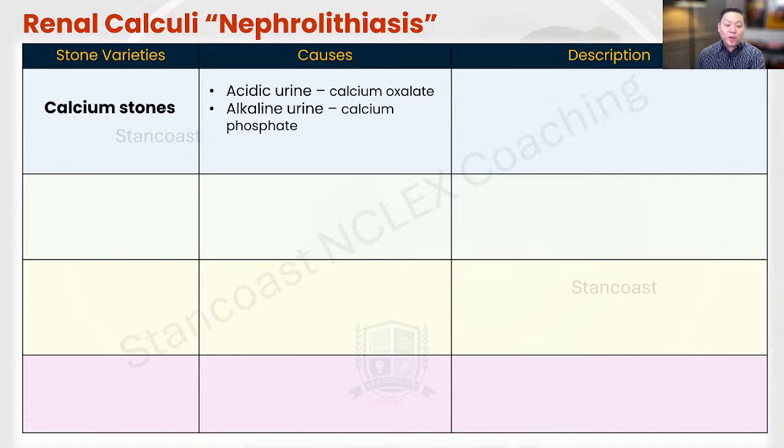Now, we are going to describe what these calcium stones are. And of course, they are the most common type of stones. They comprise about 80 to 85% of kidney stones. And then the alkaline urine, again, it will favor the formation of calcium oxalate. Calcium oxalate, is it? Right? Yeah, the acidic rather. And also the alkaline urine will favor the buildup of calcium phosphate stones.